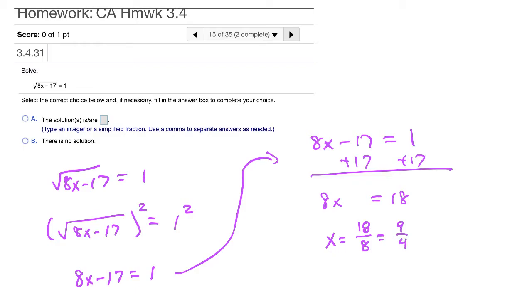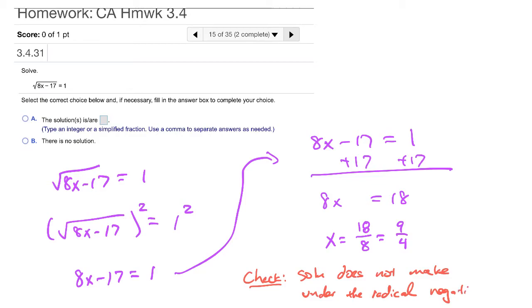And so then, kind of similar to the rational expressions, what I want to do is to just check that the solution does not make the expression under the radical negative. And so if I take 9/4 and plug it back in there just to check to see if that's true, what I'm going to find is that in this case, it'll work.